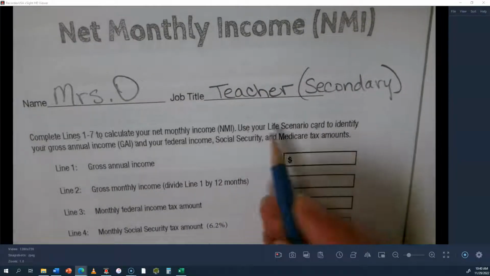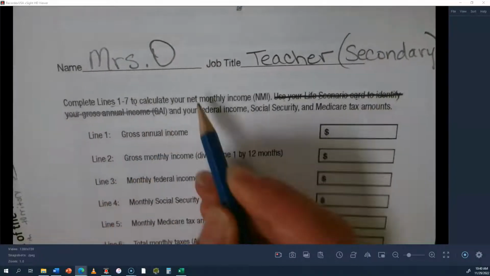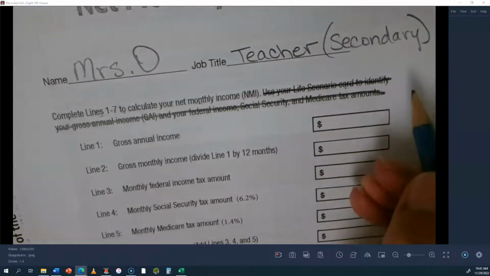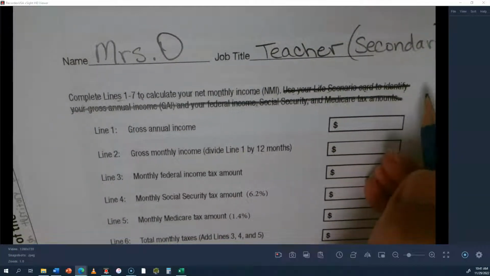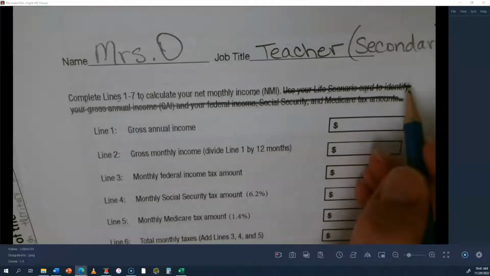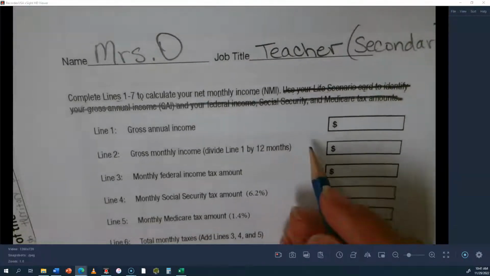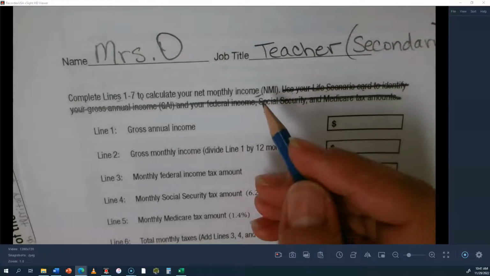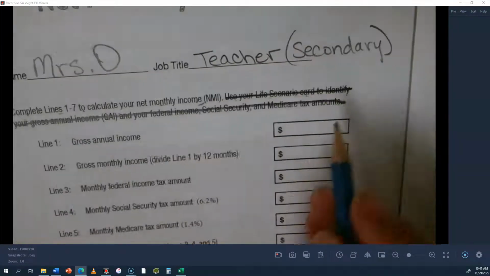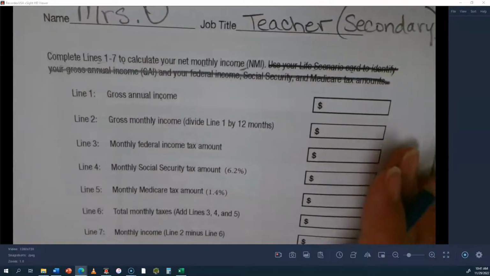Use your life scenario card. We're not using a life scenario card to identify our gross annual income and our federal income, Social Security, and Medicare tax amounts. You did research to come up with your own career, and you found a median salary for that career. So we're going to calculate all of it based on your actual interested career, okay? So your math will not be the same as mine because you're going to have a different gross annual income, but the steps will be the same.